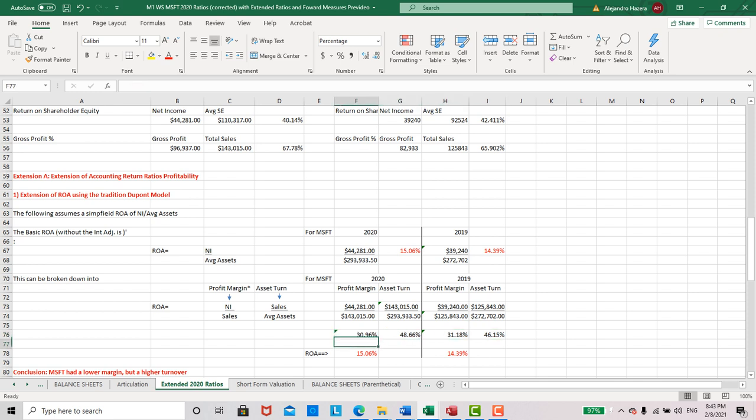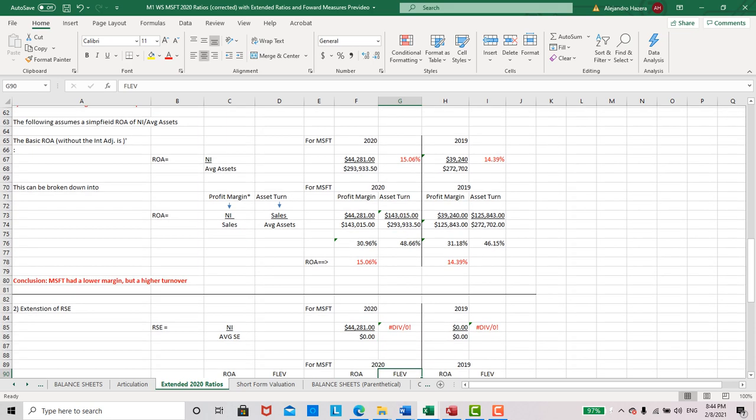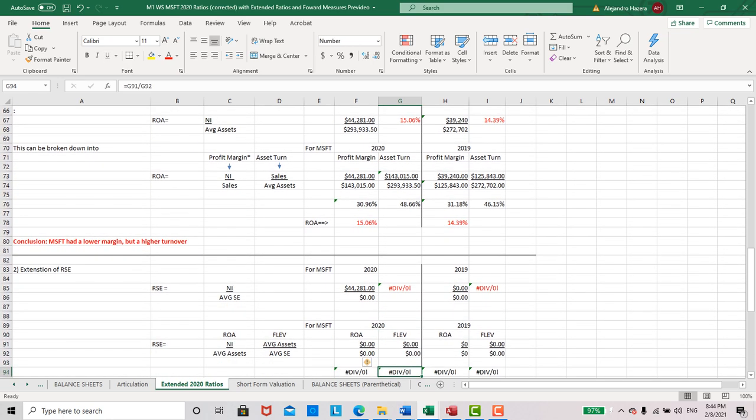So their ROA went up in 2020. It was almost totally due to efficiency rather than profitability. You can make that conclusion because the turnover went up from 46 to 48%. So turnover went up by that amount. Okay, so that's one extension. So that's how you extend return on assets.